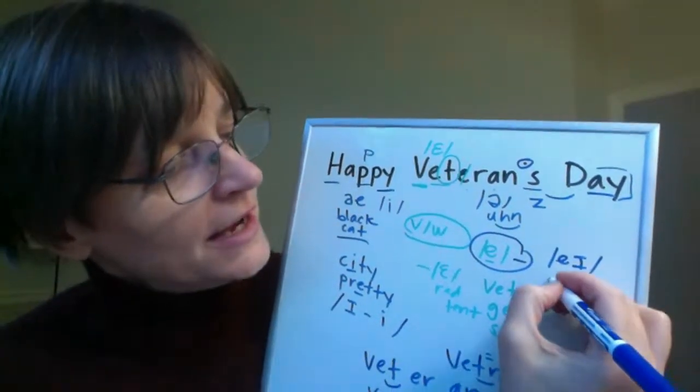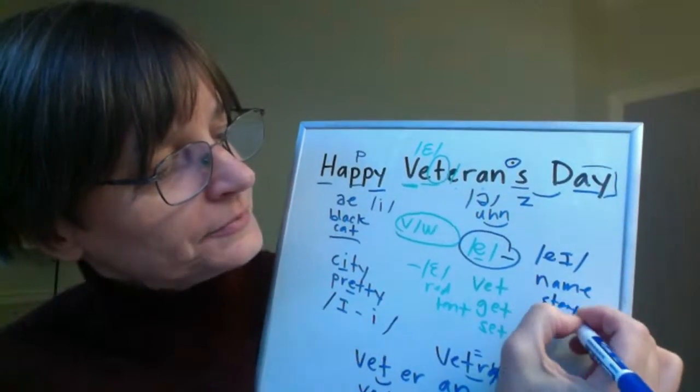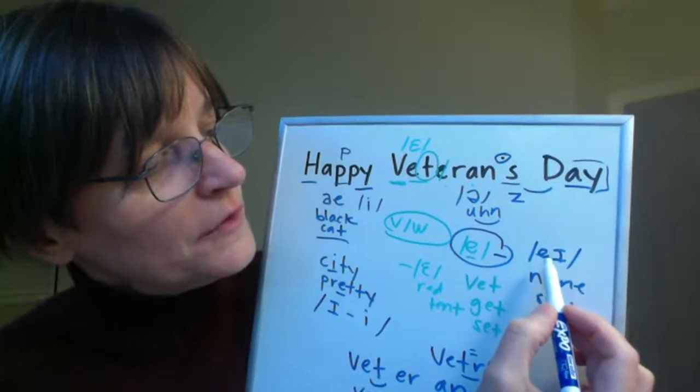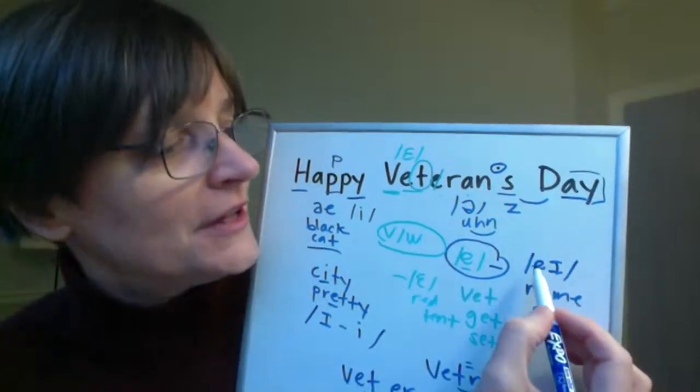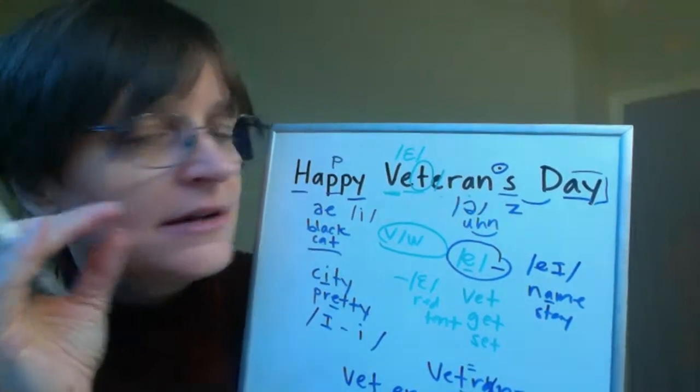But in other words like name or stay, when we just have the one letter, it's still two sounds. We glide from the E into a more lax, closed I vowel.